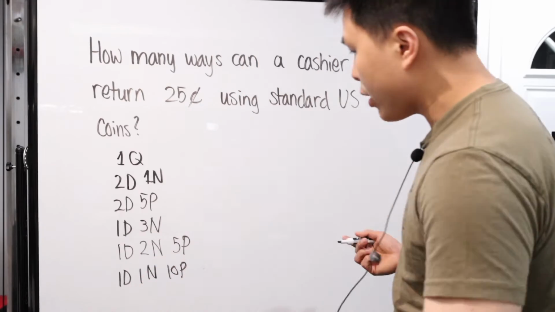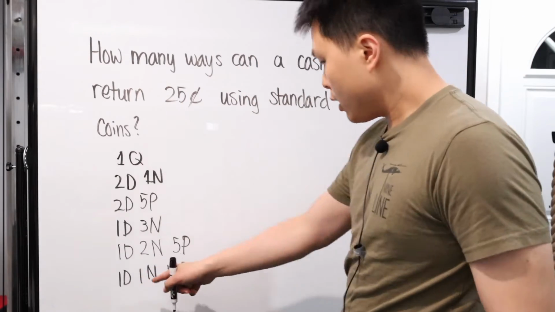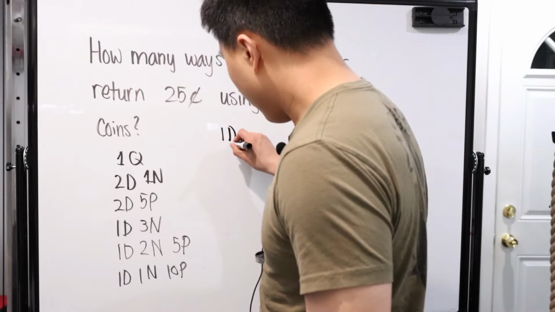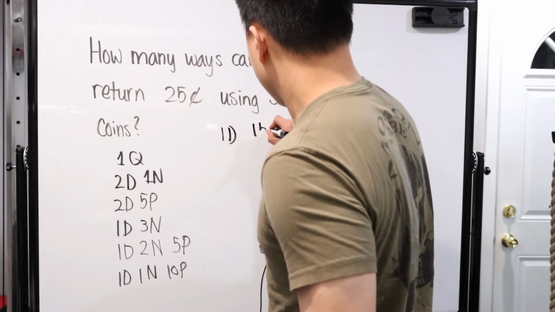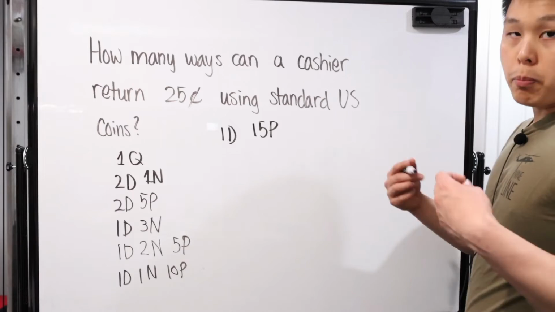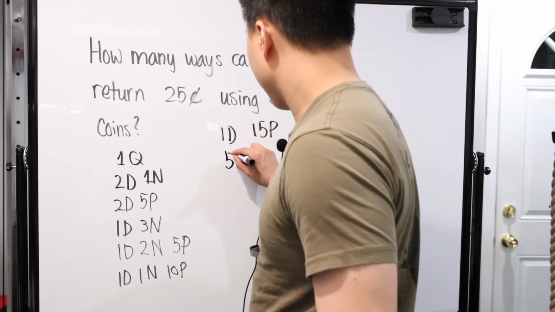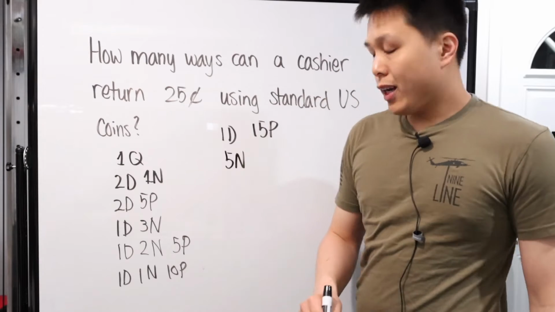Okay, and then we keep on going, right? We just have to make sure we don't accidentally repeat ourselves, so we have to stay organized. So that's going to be 1 dime, and how much is that? 15 pennies. Okay, that's cool. Well, this 1 dime can now be broken down into nickels as well. So let's go with all nickels. That's going to be 5 nickels. All right, that's one way to go about it.